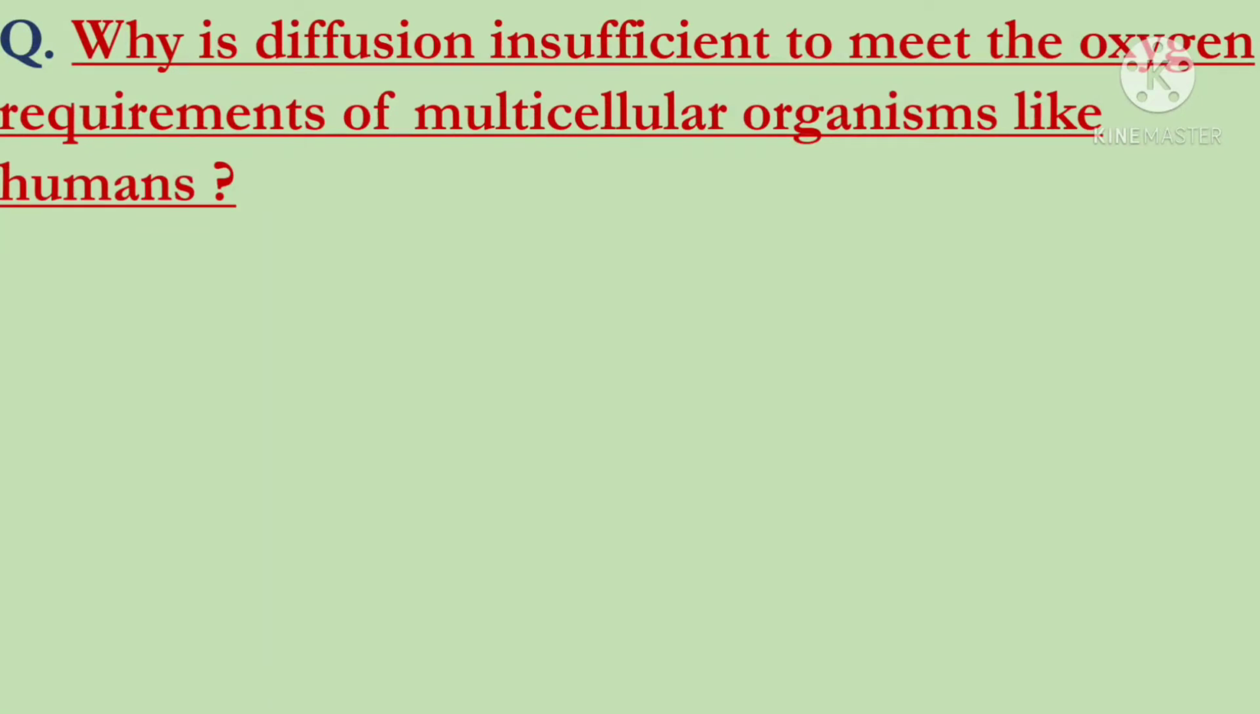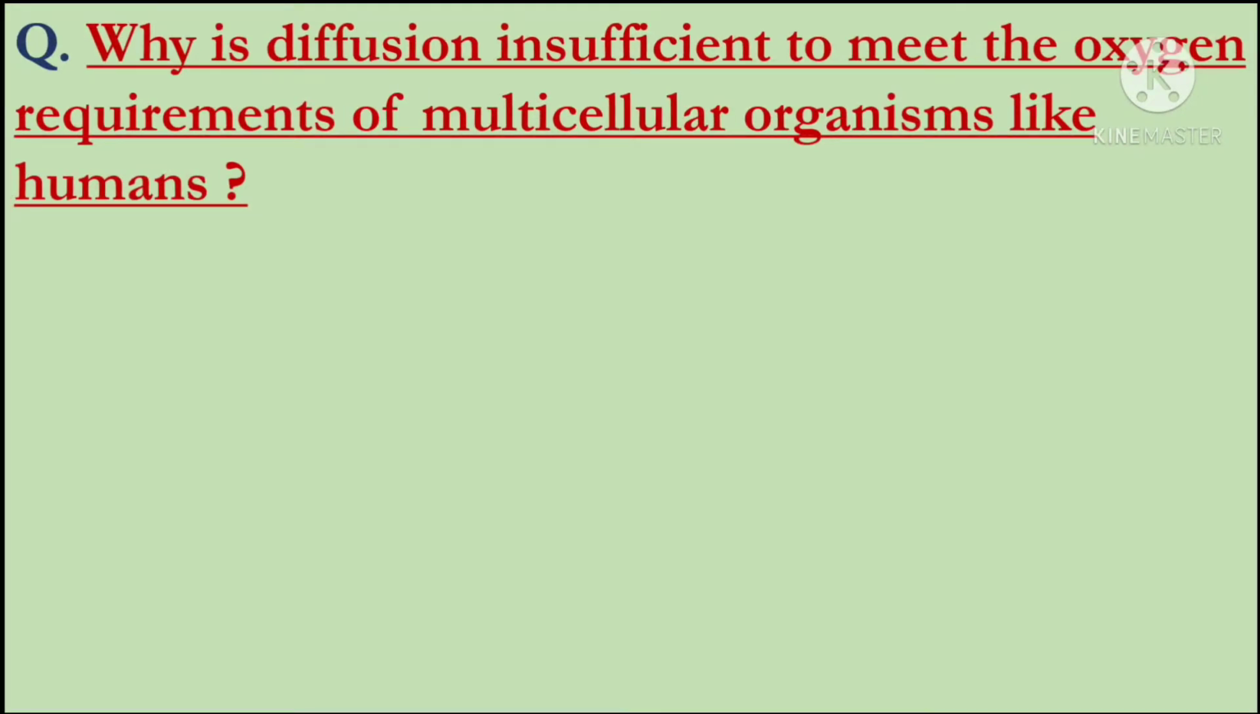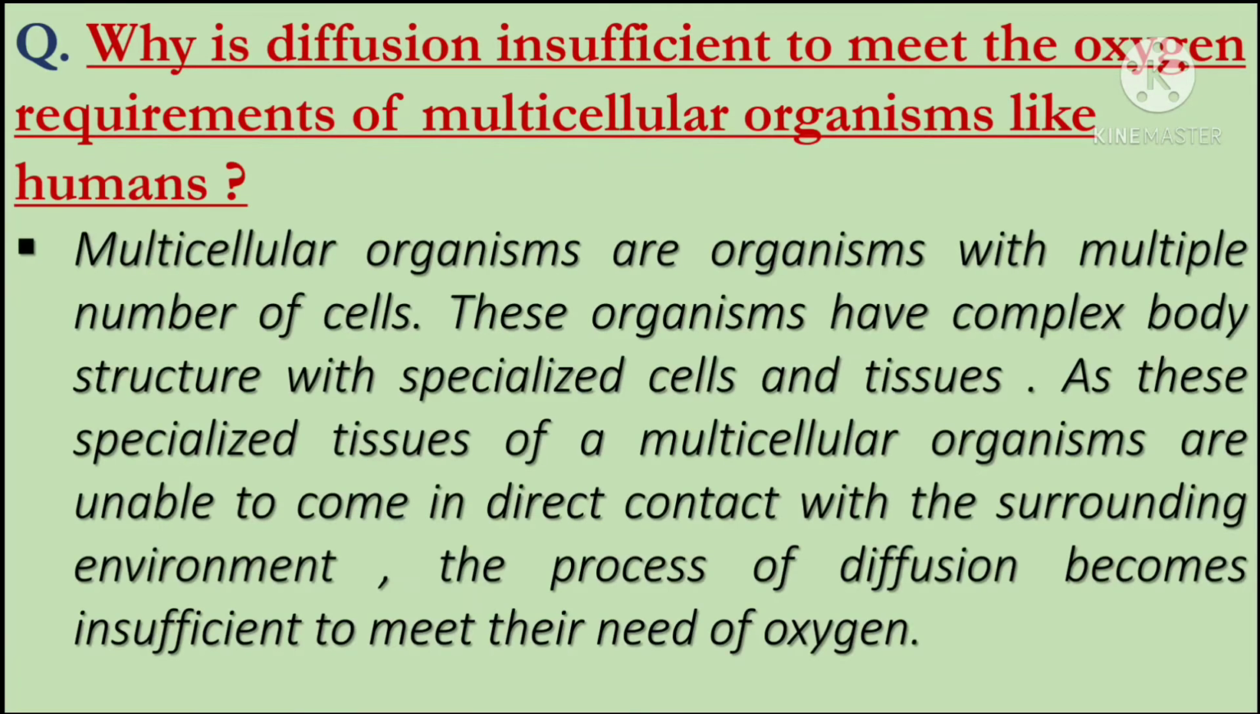So the first question given here is, why is diffusion insufficient to meet the oxygen requirements of multicellular organisms like human? Dear students, what is diffusion? Please note that diffusion is simply the movement of anything, and specifically any gaseous molecule, from higher concentration to lower concentration. So now the question is, why is this process of movement of oxygen becomes insufficient for multicellular organisms?